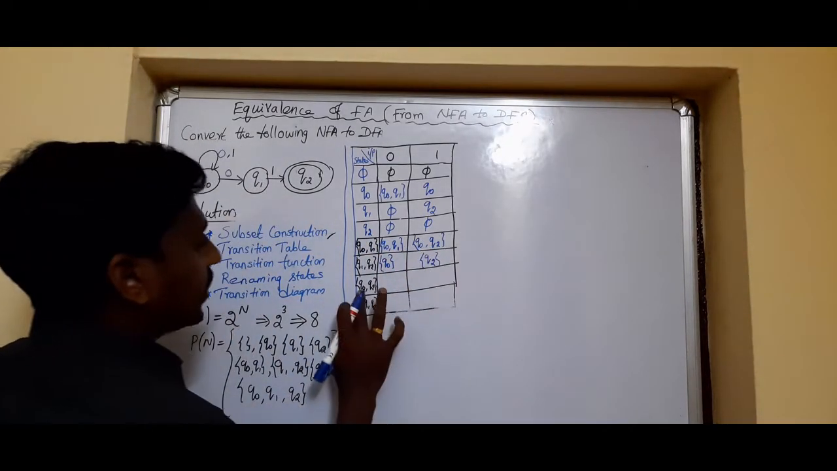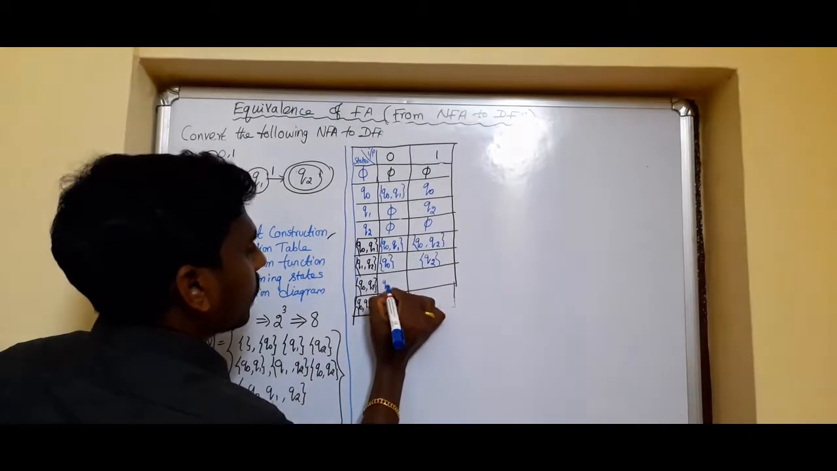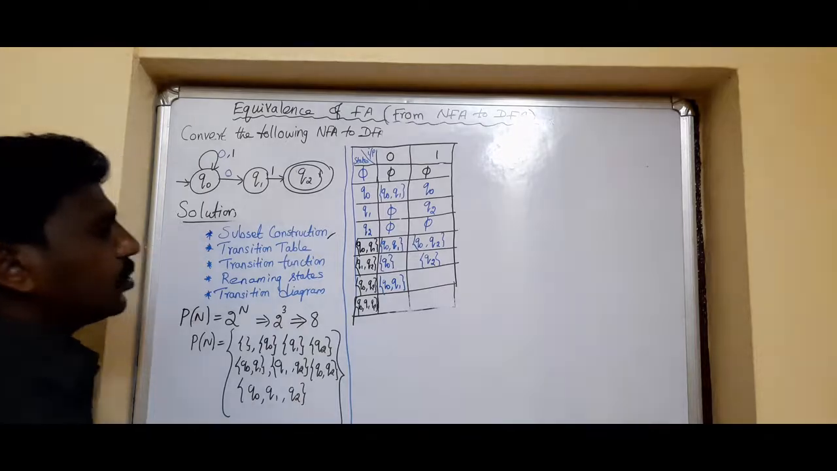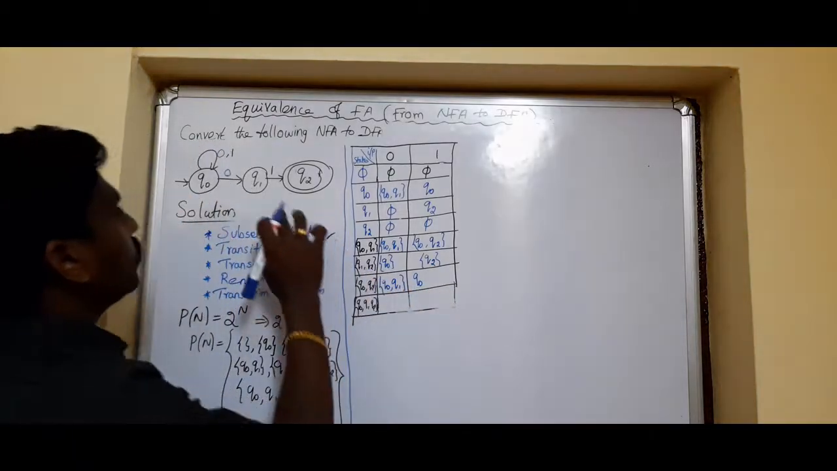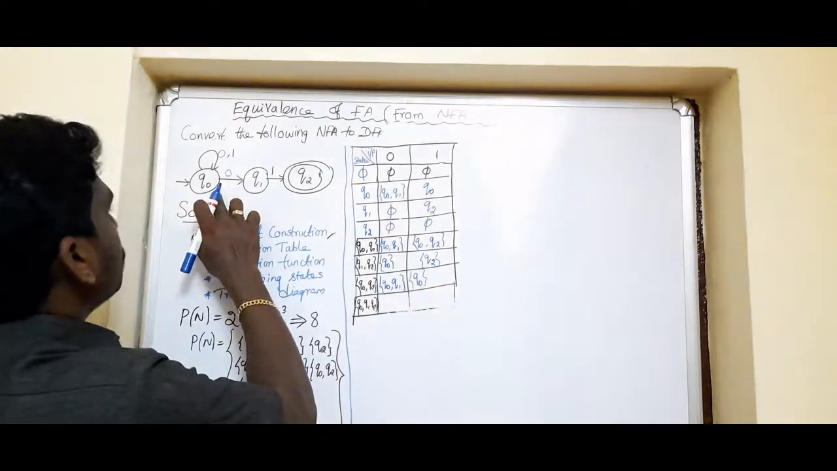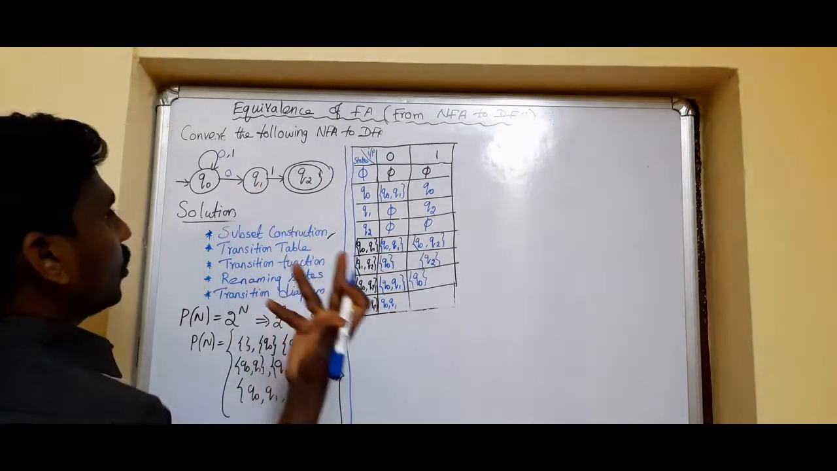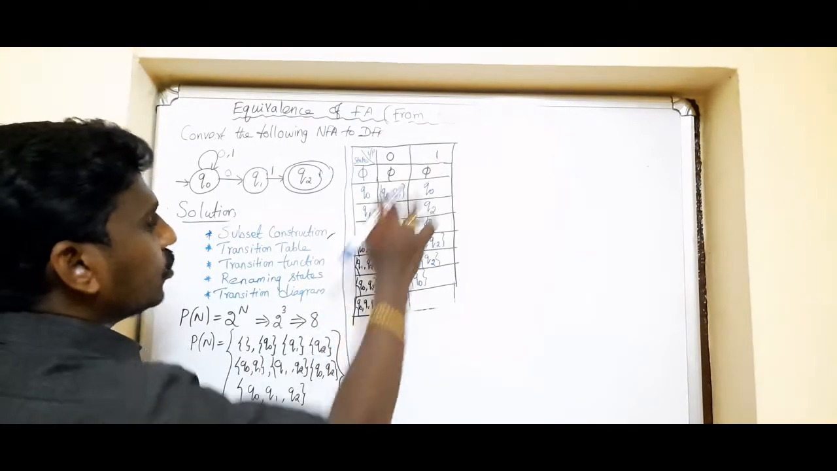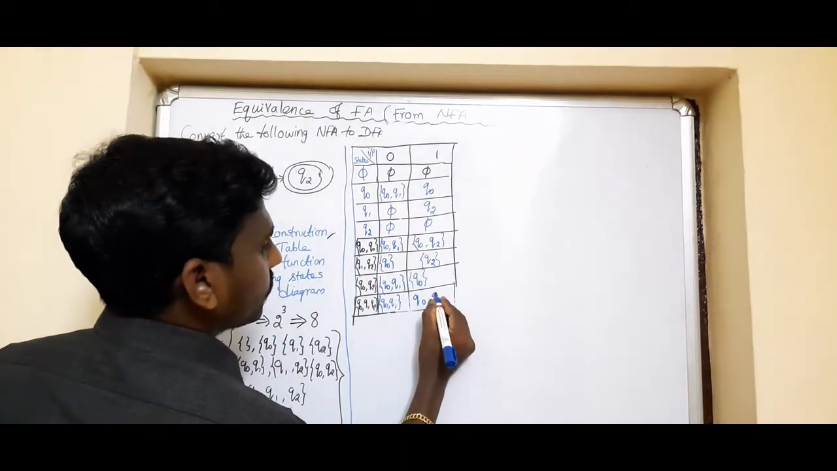Similarly, we have to fill all the things. Q0, Q2 on 0. Q0 on 0 is Q0, Q1, and Q2 on 0 there is none, so Q0, Q1. Q0, Q2 on 1. Q0 on 1 goes to Q0, and Q2 on 1 there is none, so Q0 alone. Q0, Q1, Q2 on 0: Q0 on 0 is Q0, Q1, Q1 on 0 is none, and Q2 on 0 is none. Now on 1: Q0 on 1 goes to Q0, and Q1 on 1 goes to Q2.